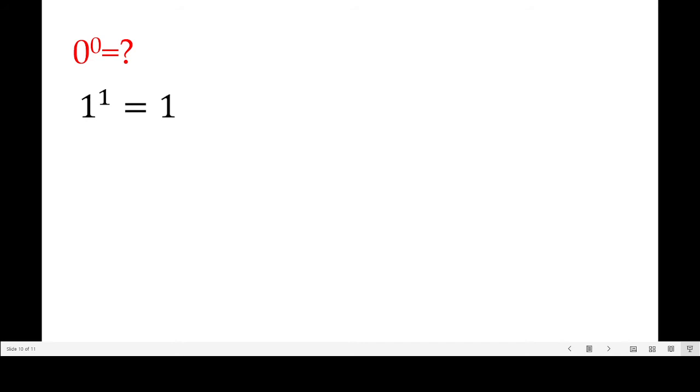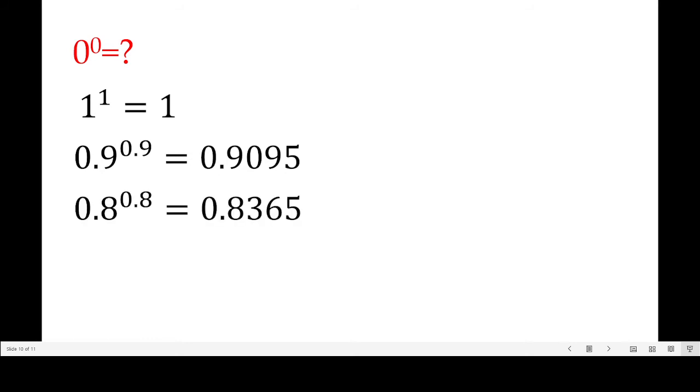Let's start with 1 to the power 1. It's equal to 1, as we know. Let's decrease the value. 0.9 to the power 0.9. You can calculate with a calculator if you want, along with me. It's equal to 0.9095. So it seems to be decreasing.